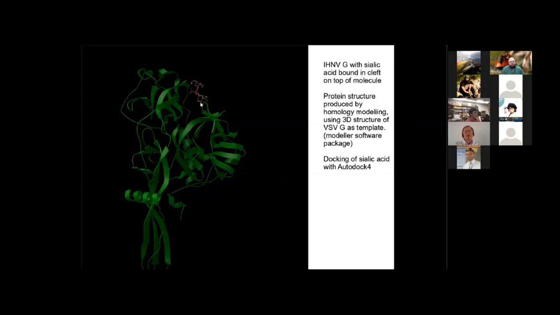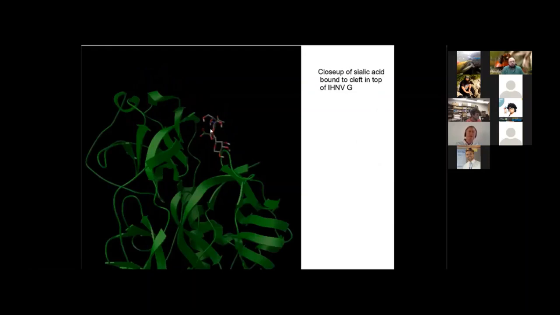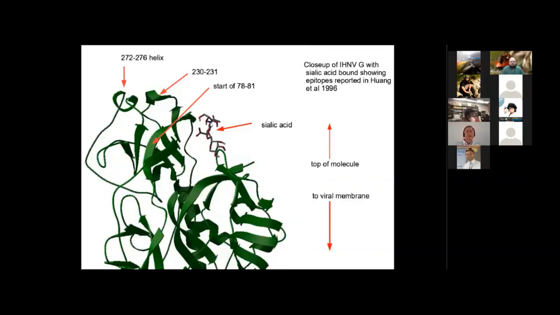When the virus absorbs to a host cell, it binds to sialic acid residues on the surface of the cell. This is the cleft that the sialic acid residue binds to. This is a close-up of a sialic acid residue, again modeled, binding to that cleft. This is a dissection of that structure with respect to the epitopes, the sites that antibodies are known to bind to on the protein. There's a helix here, a sort of half turn here, and a stretch through here that are known to be binding sites for antibodies to the virus. And again, here's the sialic acid.